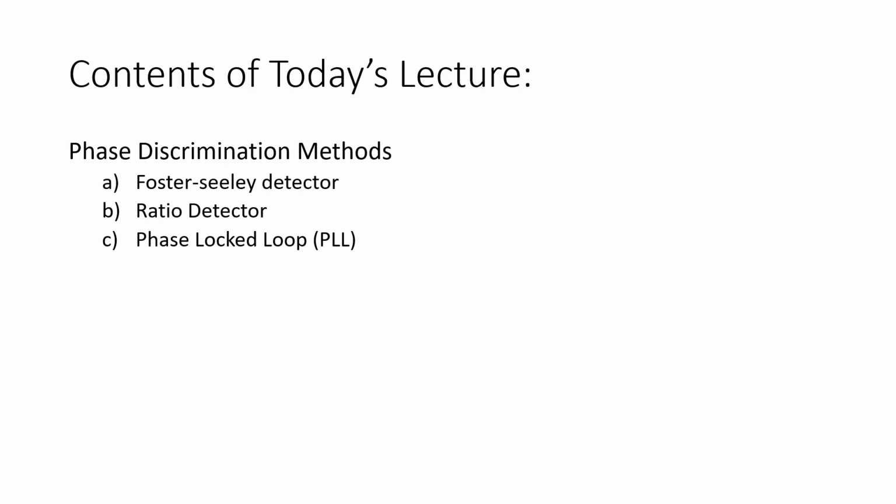In the phase discrimination method, comparison between the phases of the unmodulated carrier signal and the FM signal gives equivalent amplitude variations. And these amplitude variations can be given to the diode detector for the demodulation of the information. Before going into the details of phase discrimination methods, we will see how phase discrimination or phase comparison is done between two signals.